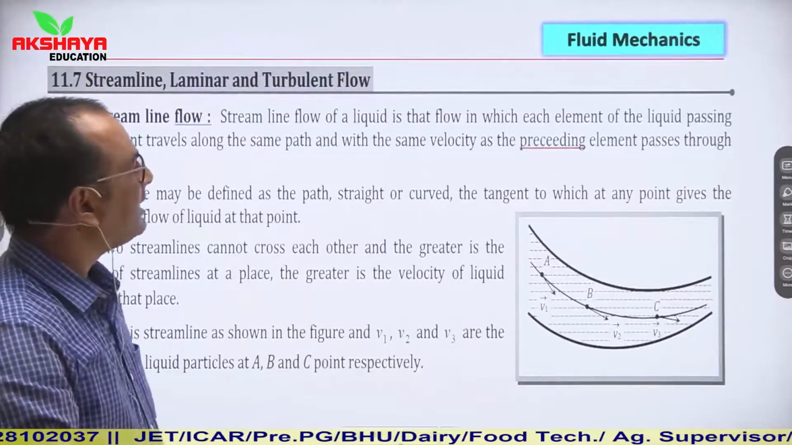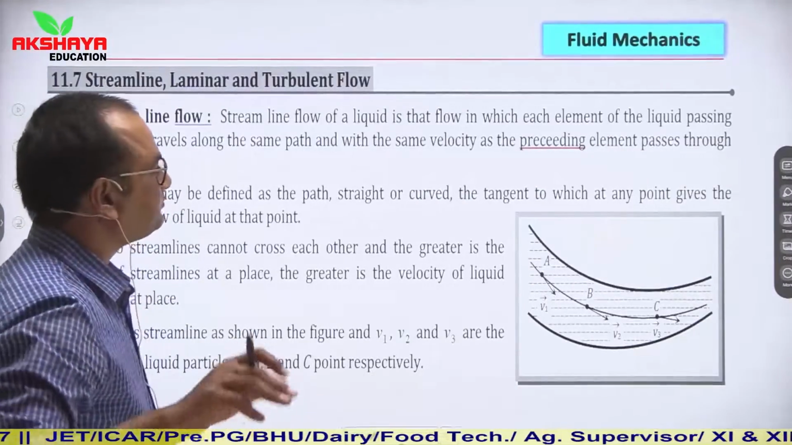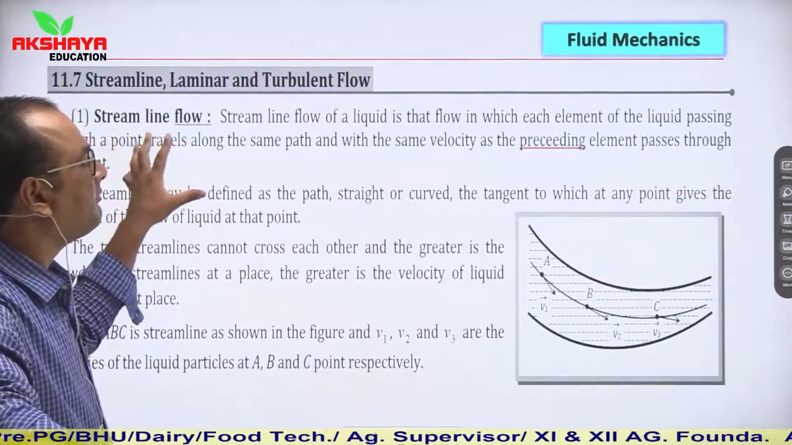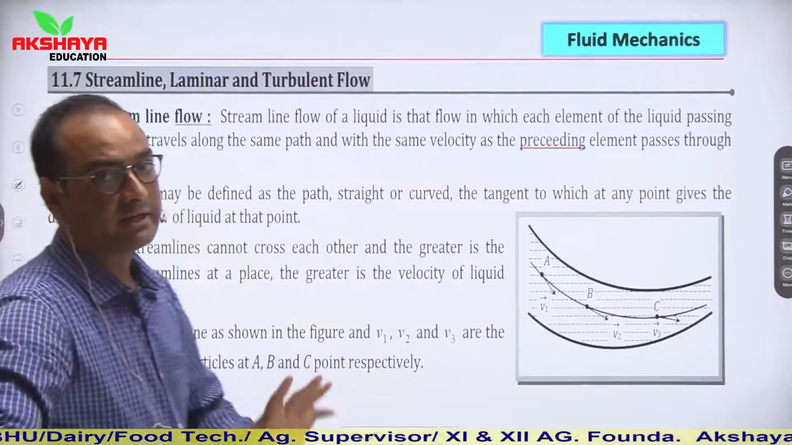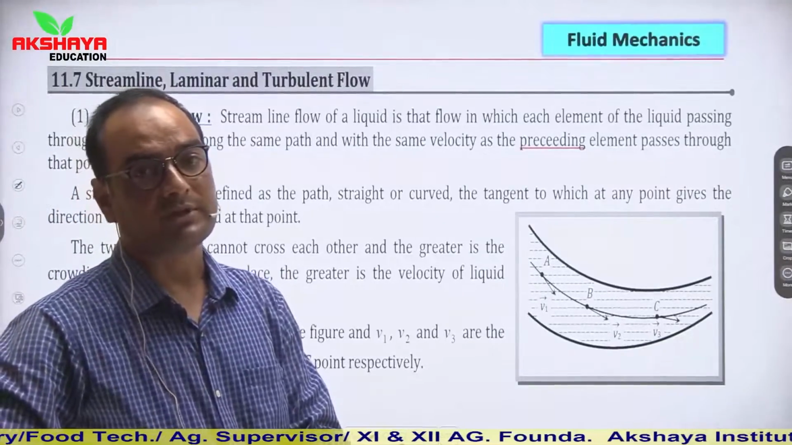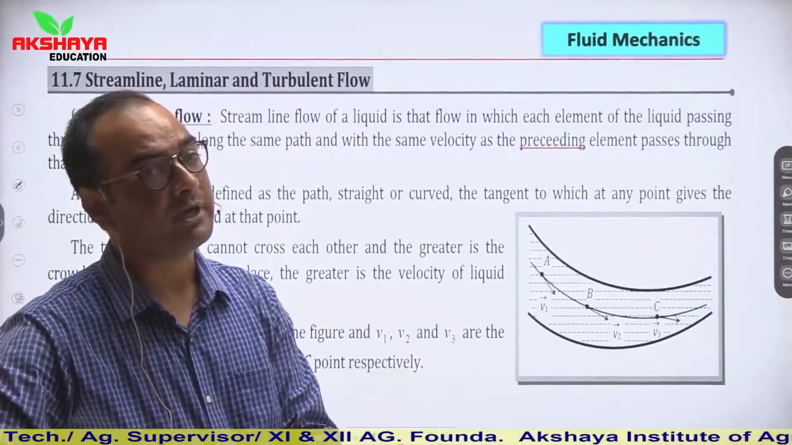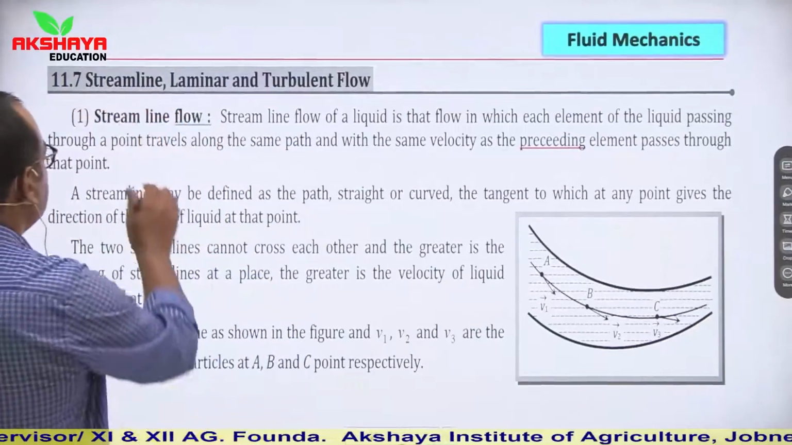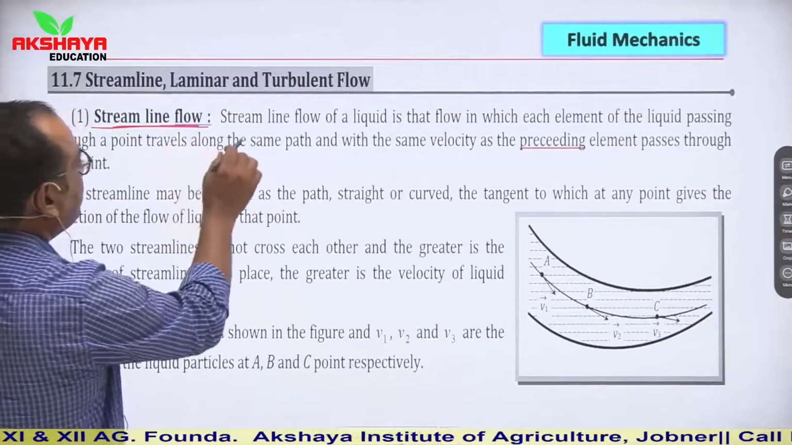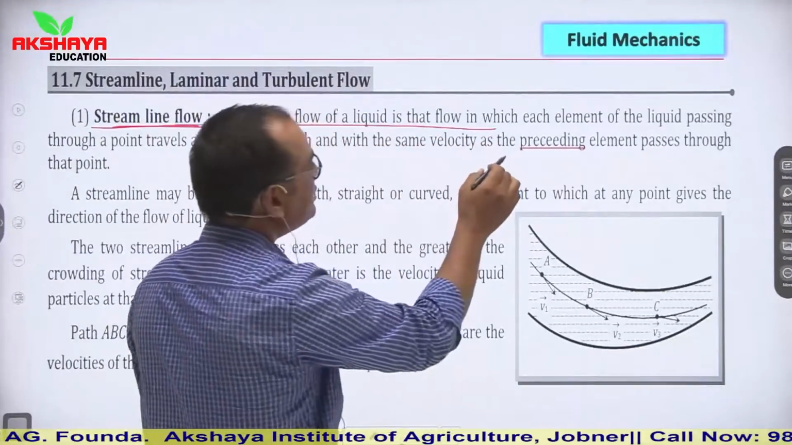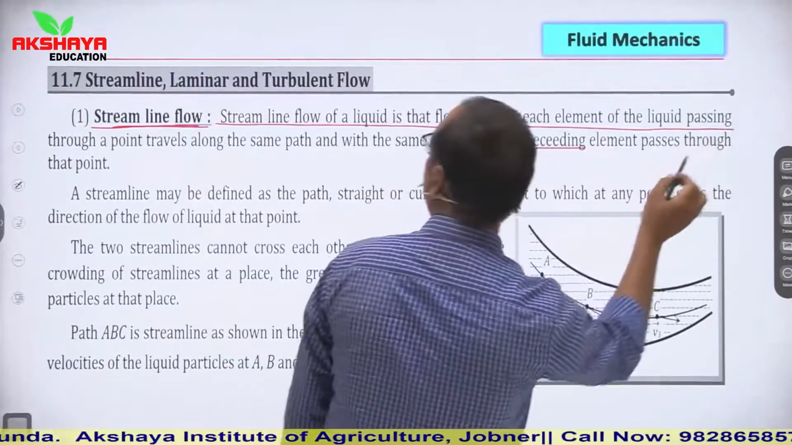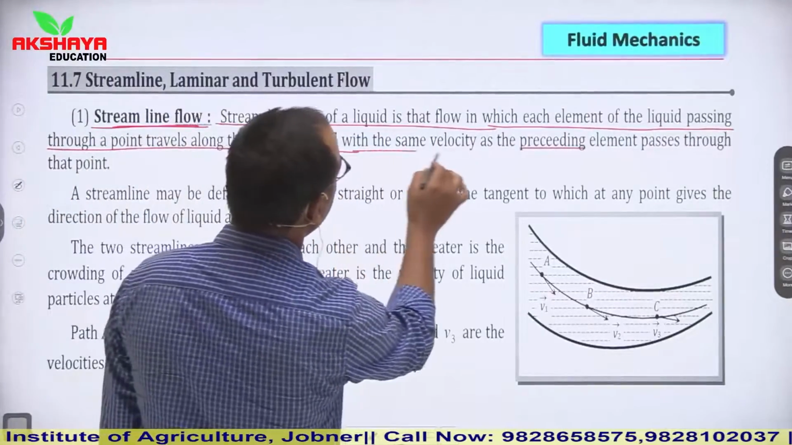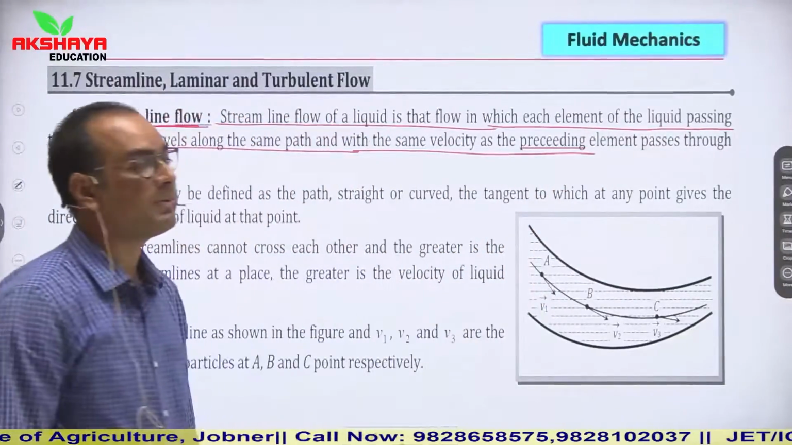Now, streamline, laminar and turbulent flow. So see, we talk about flow of fluids, which can be defined in two manners generally: streamline and turbulent. Streamline can also be defined as steady flow. So steady flow and turbulent. Streamline flow of a liquid is that flow in which each element of liquid passing through a point travels along the same path and with the same velocity as the preceding element passes through.